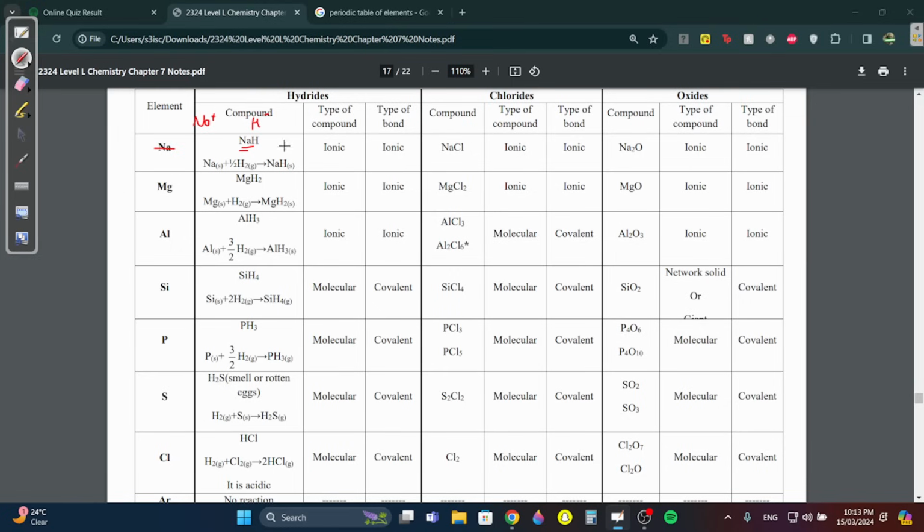Mg with hydrogen, Mg2 plus, H minus, crisscross becomes MgH2. The 2 goes down here. Al and hydrogen, Al3 plus and H minus, crisscross becomes AlH3. Silicon is 4 plus. Okay, memorize this. You have to know that. SiH4, silicon, Si4 plus and H minus. The 4 goes down, becomes SiH4.